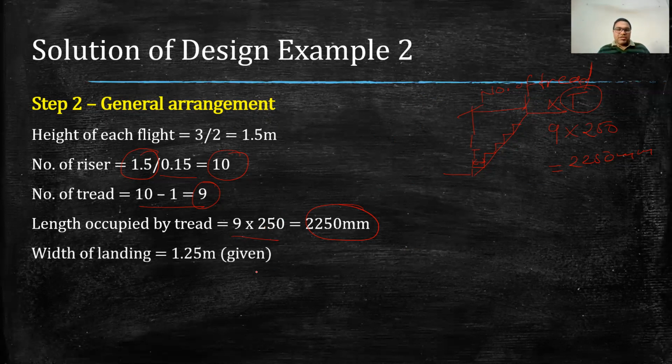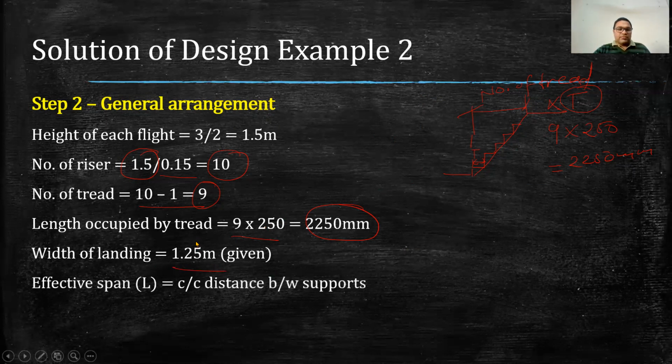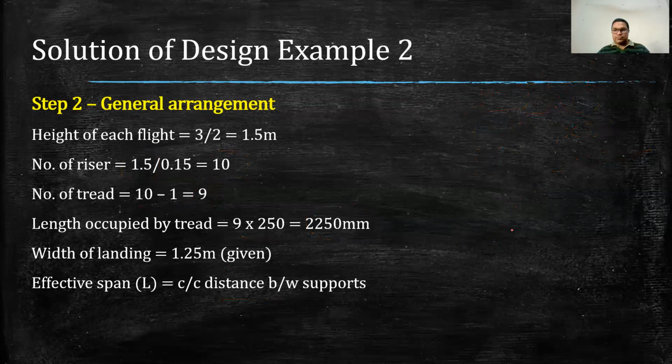Width of landing is already given, which is 1.25 meter, which we have seen in the plan also. And effective span is to be calculated, which will be the center to center distance between the supports. This is what we have seen in the previous part also. So the effective span will be the center to center distance between the supports. Basically our step will be something like this. So we have to find out this whole distance.